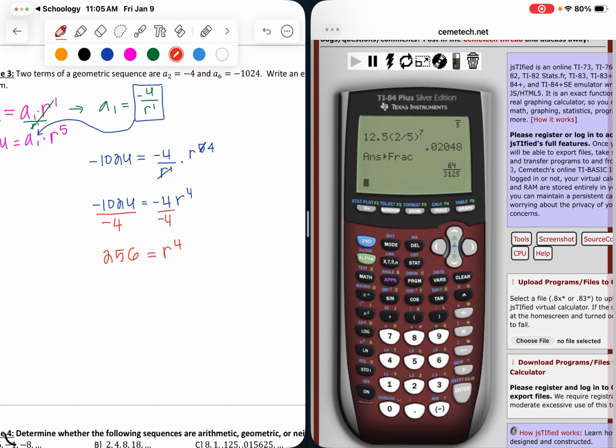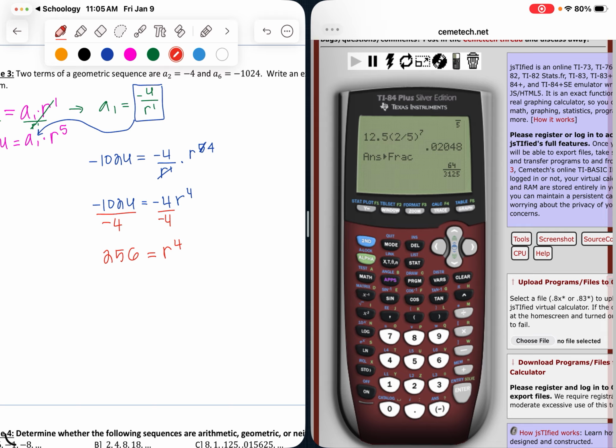And now I need to solve by getting rid of that fourth power. To get rid of the fourth power, you take the fourth root or bring it to the 1/4 power. Technically, there are 2 answers to this, because when we take the fourth root, we have to do plus or minus, but it just says write an equation. It doesn't say write all the equations. So I'm not going to do plus or minus. It's just a personal preference.